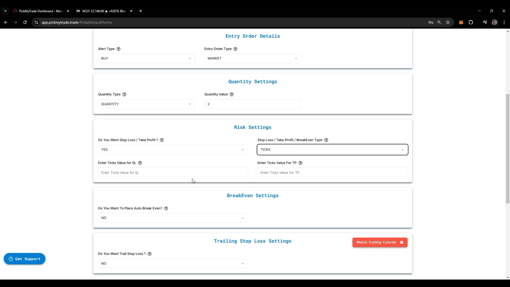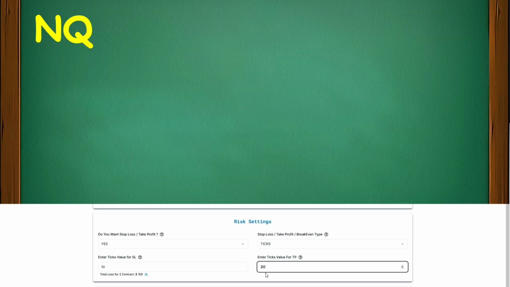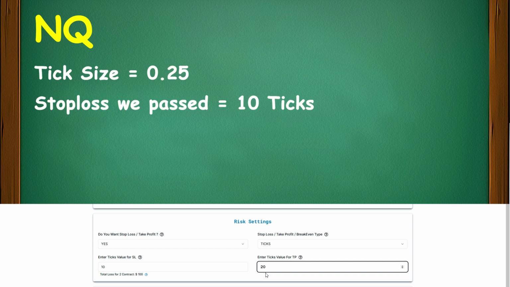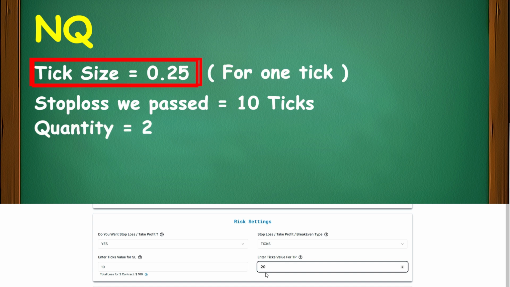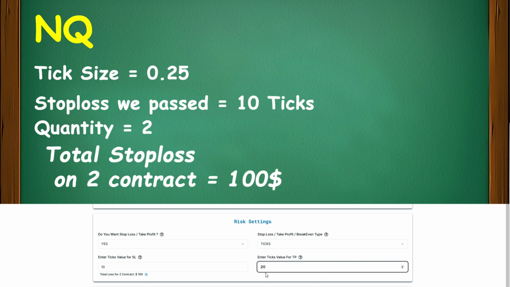Next comes ticks. Let's say I place 10 ticks stop loss and 20 ticks take profit. If we look at NQ, the tick size is 0.25. So the calculation goes like this: 10 ticks stop loss we passed, 2 is the quantity, 0.25 is the tick size for 1 tick, and 20 is the lot size. So stop loss for 2 contracts is going to be $100. And same for the take profit.